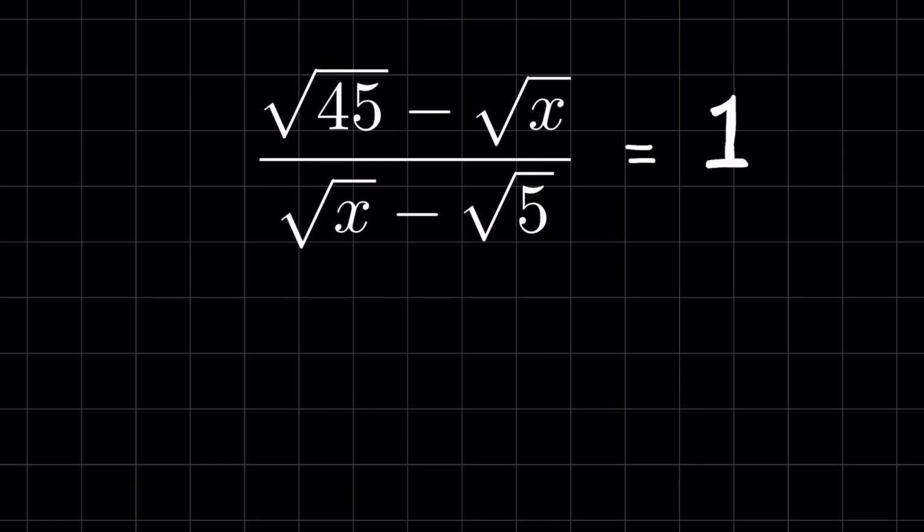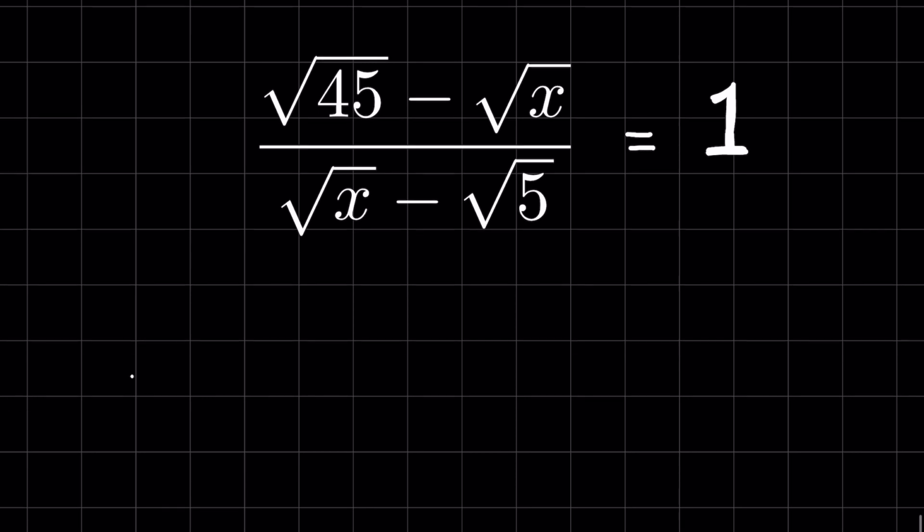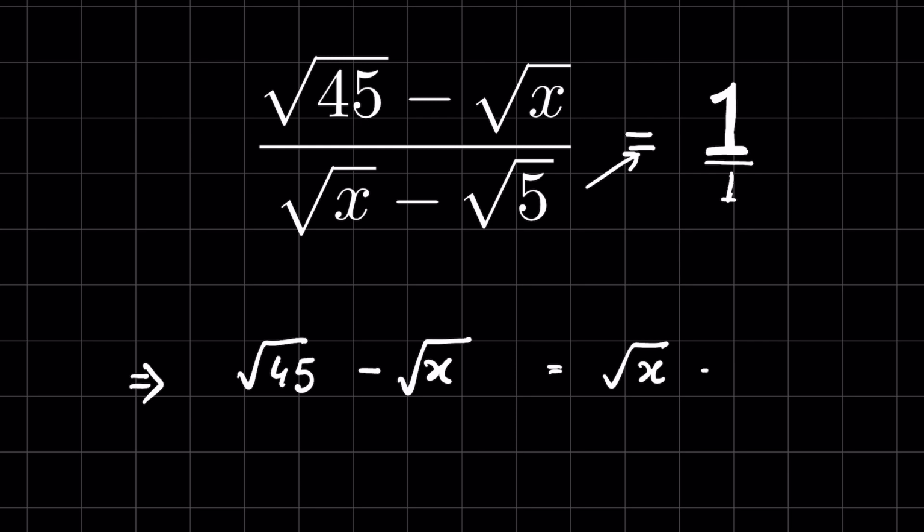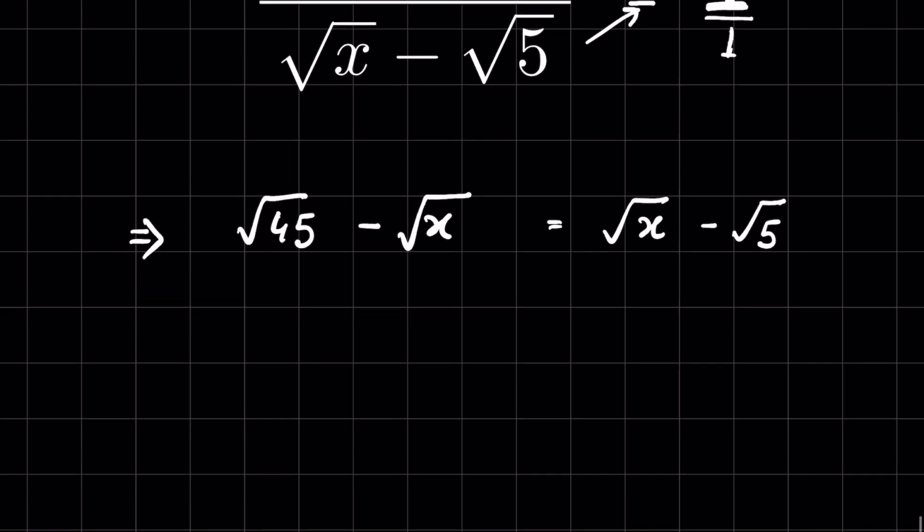√45 − √x upon √x − √5 is equal to 1. We have to find the value of x. Now, if we write 1 upon 1 and cross multiply it, then it is √45 − √x is equal to √x − √5.